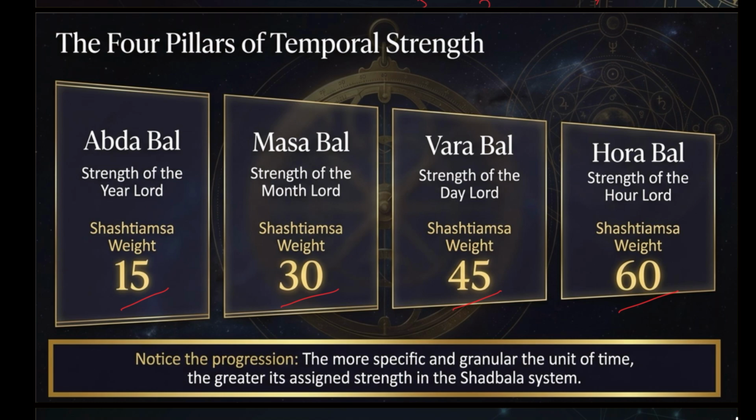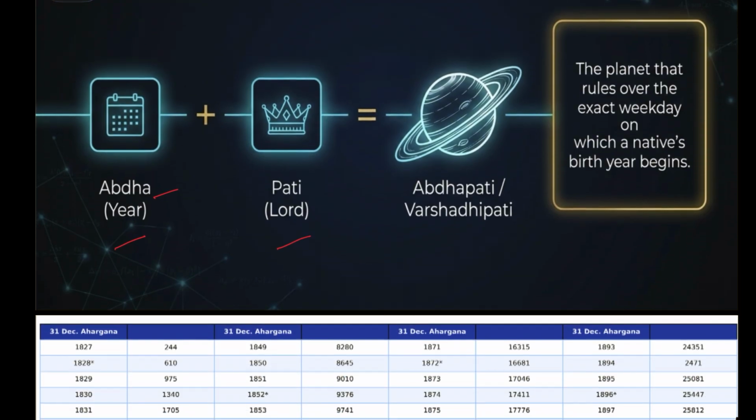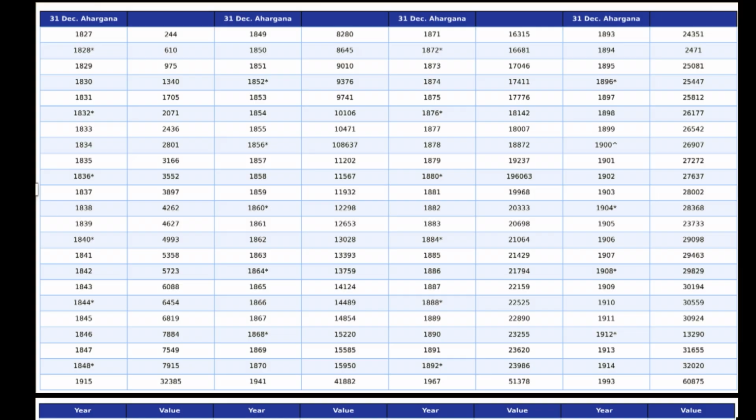So it goes from the higher level to the granular level, and it is increasing as we go granularly inside it. Abda is the year and Pati is the Lord, so it is Varshadhipati or Abdadhipati Bala. It is the planet who is the Lord of that particular year. These are Ahargana tables which you can refer from your book. I just added them here for quick reference.